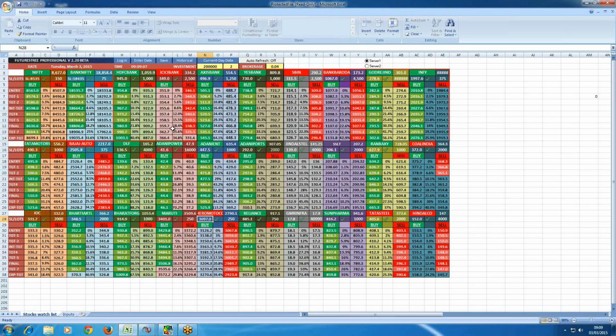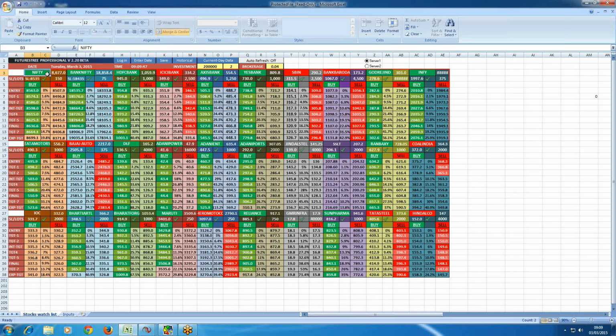So to give you a brief idea, I think some people have joined now. To give you a brief idea of what we are doing, we have this Futurestree application where you have 30 scripts, 10 on each row, and then you have the current market price. These are the old prices, but you'll get the current prices at 9:15 once the market opens.